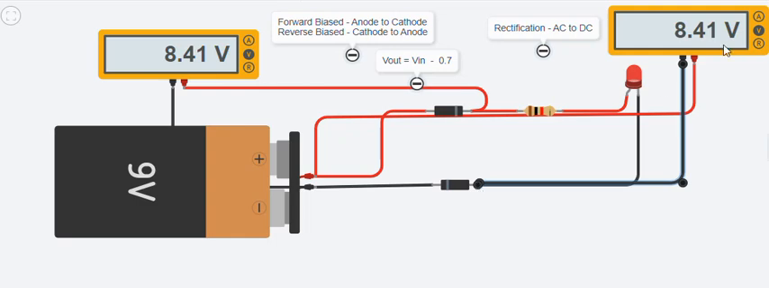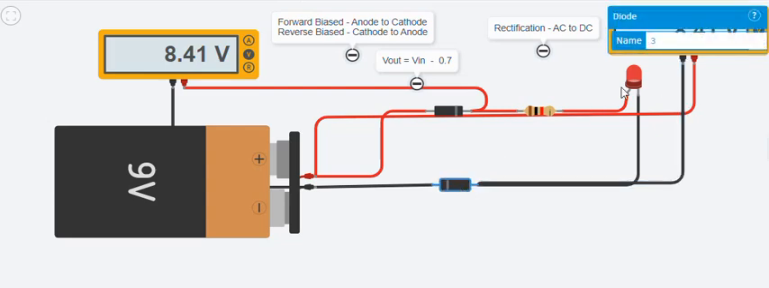So the 8.4 we have here, now there's a test for you. The 8.4 we have here, what is influencing the voltage? What is reducing the voltage? Is it this diode or this LED? Is it for the second multimeter? Yes. Okay.